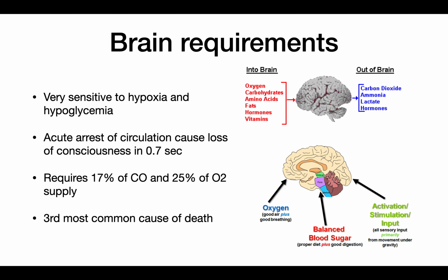Today we're going to go through the cerebral vasculature. The brain requires a lot of oxygen, blood, and glucose. It's very sensitive to pH changes. There's a loss of consciousness in 0.7 seconds if there is an acute arrest of circulation. This is why pulmonary edemas or pulmonary emboli are so dangerous. It requires 17% of your entire cardiac output and 25% of your oxygen supply. In a stroke patient, this is the most common cause of death.